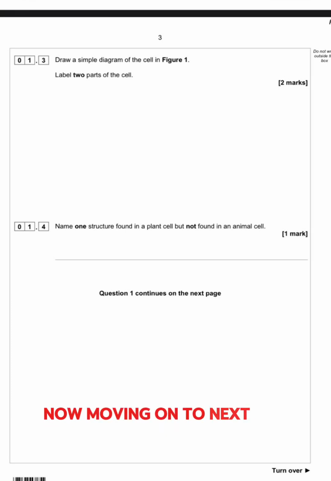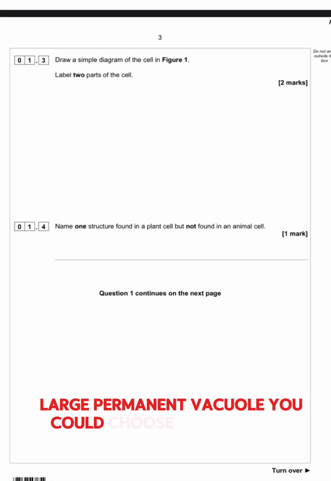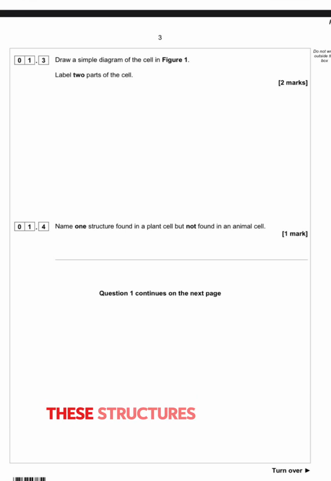Now moving on to the next part of the question, which is 1.4, and it goes like this: name 1 structure found in a plant cell but not found in an animal cell. The correct answers to this question are cell wall, chloroplast, large permanent vacuole. You could choose any one from these answers. These structures are unique to plant cells and are commonly tested by examiners.